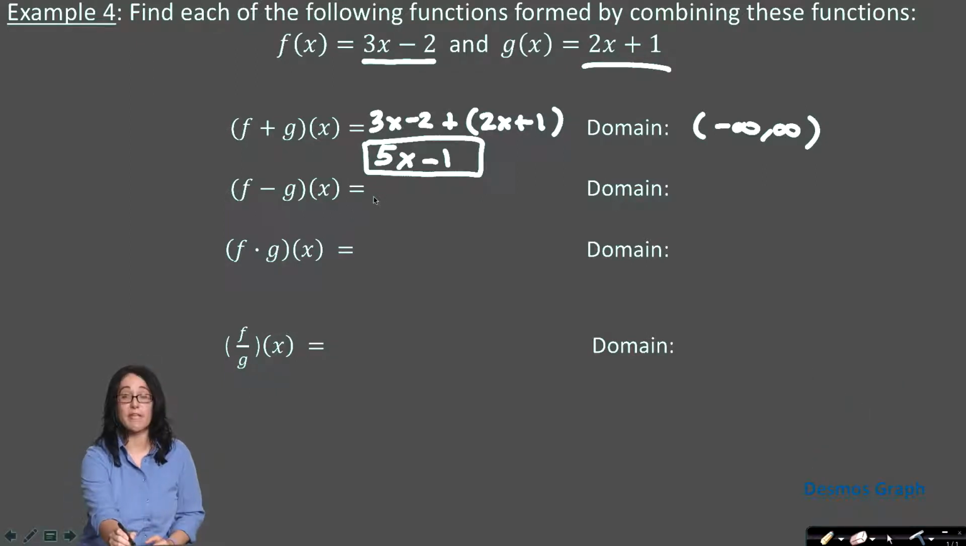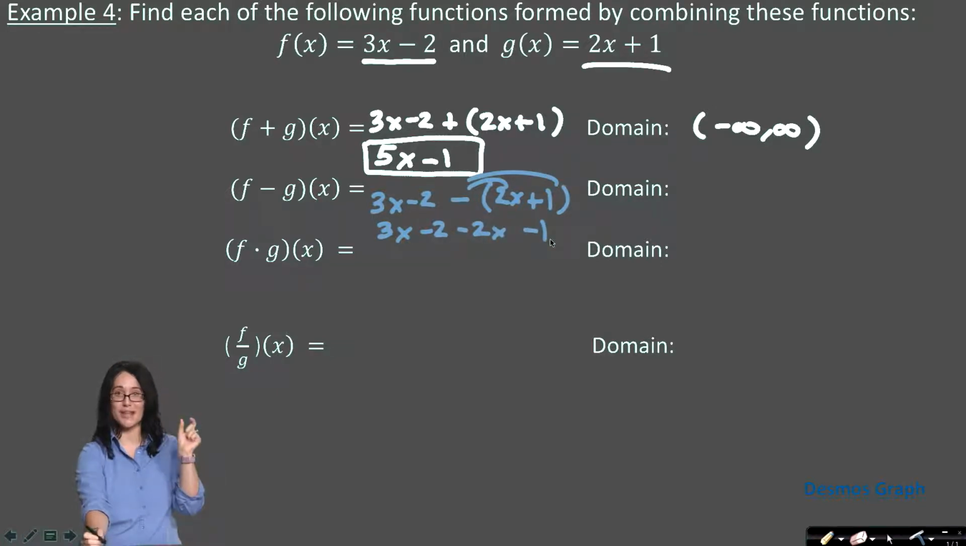Yep, you would have taken your f function, 3x minus 2, but this time you would have subtracted your g function, because that's the order it went in. So 2x plus 1 gets subtracted. What happened next? Well, you had 3x minus 2, but after changing those signs, because of the minus sign, you'd get negative 2x and a negative 1. Check out that last term. Is it negative? Is that what you wrote down? A lot of people write positive there incorrectly.